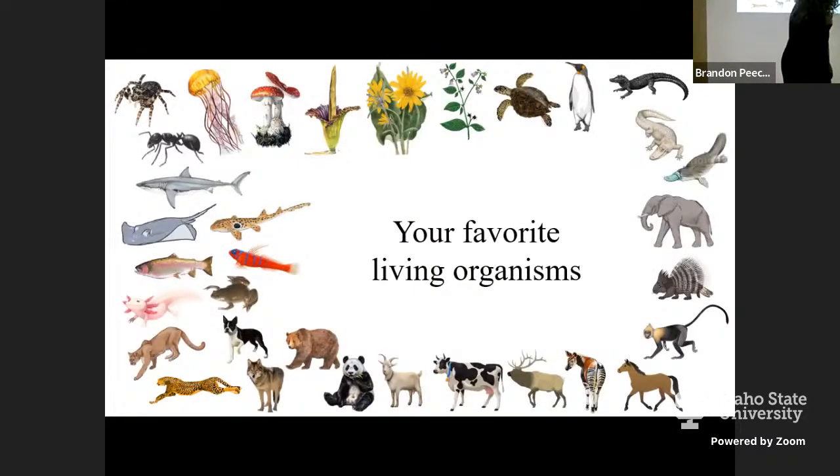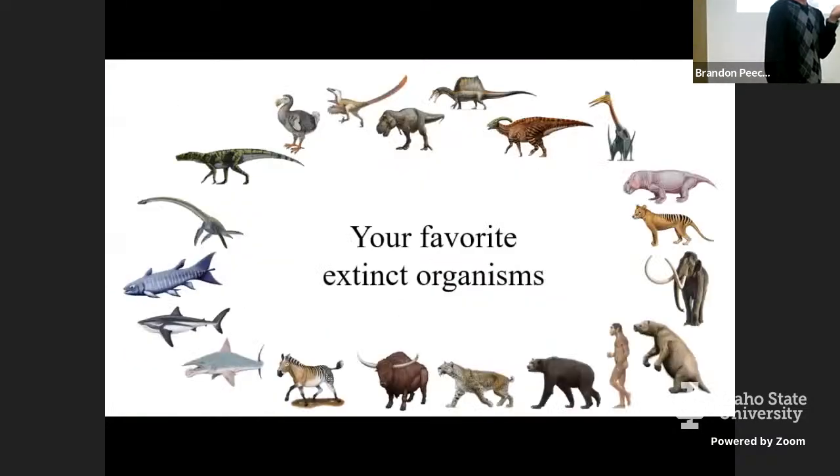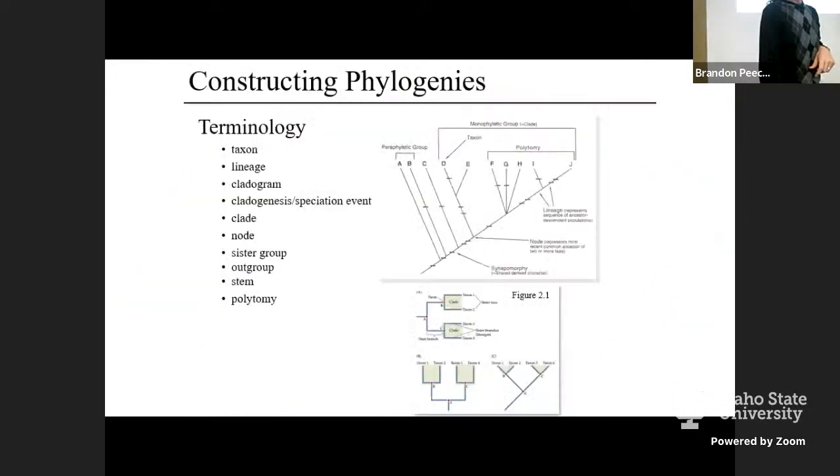So anyway, you already seen this. That's your favorite living organisms. I just wanted to show you this because you guys haven't seen it yet. Here's all the stuff you said was your favorite extinct stuff. So it makes me happy. No point for class. I'm just showing it to you. Congratulations on whoever said the horse here, for sure from Idaho. Idaho person for sure. Cool. Good stuff up there.